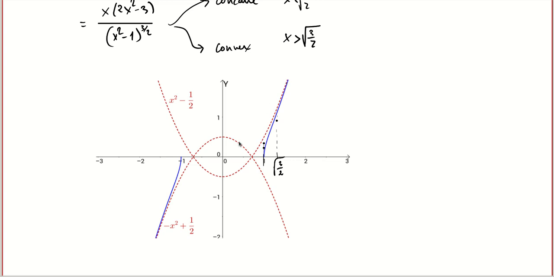All right, so this is the positive side, and in the negative side you have a mirror image of this inverted because the function is odd. So this is what the function looks like.